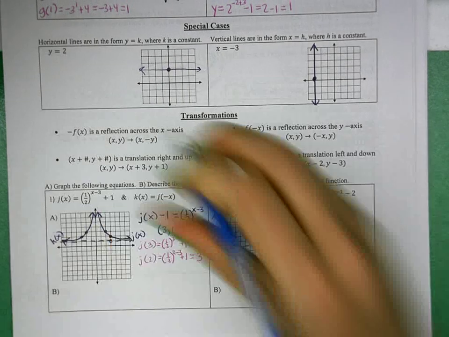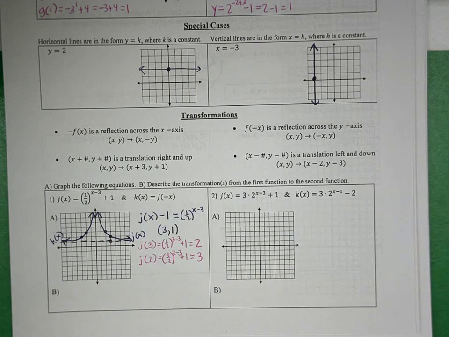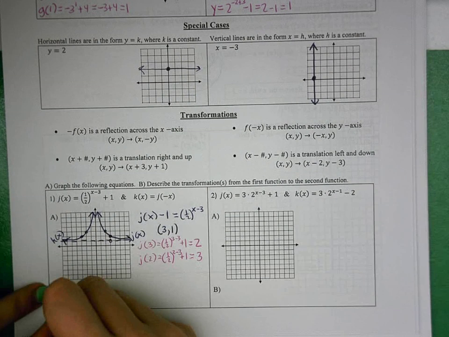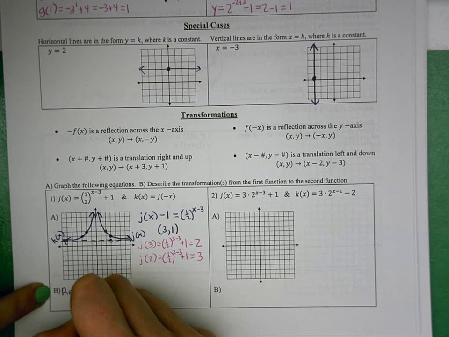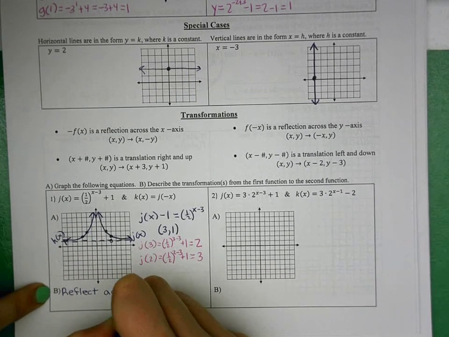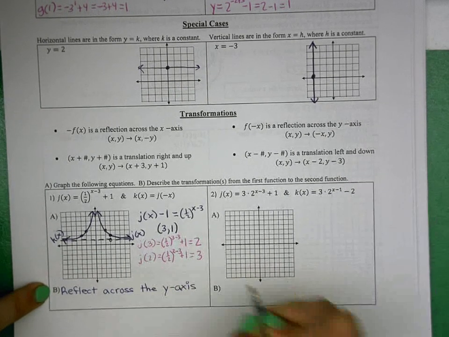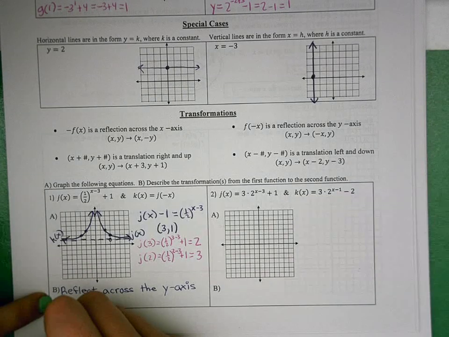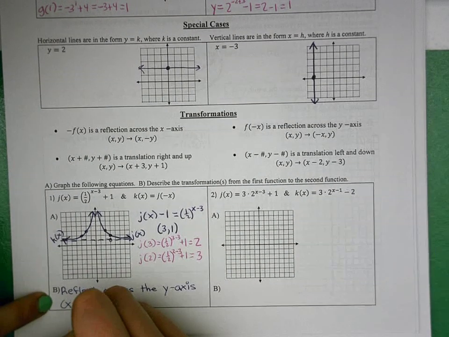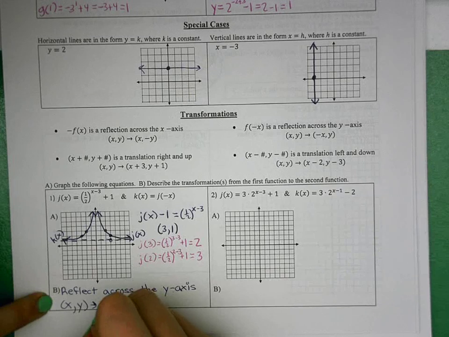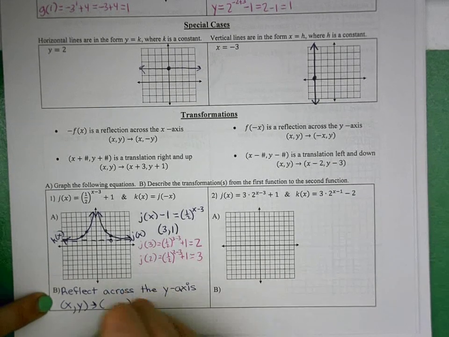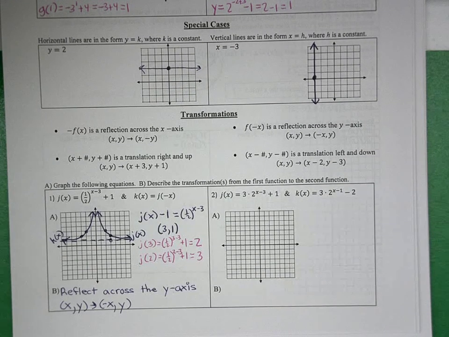Okay. Describing the transformation from the first function to the second function, we're going to do our description in two ways. The first one is words. So it's what we just said, reflect across the y-axis. And then the second one is our coordinate rule notation, which is (x, y) goes to. And since we are reflecting across the y-axis, y is going to stay the same, which means x is going to change sign.